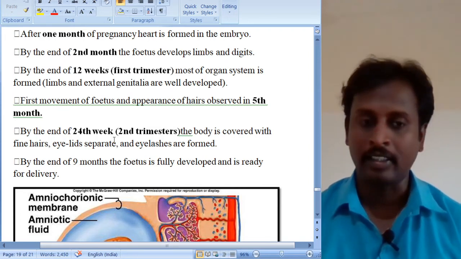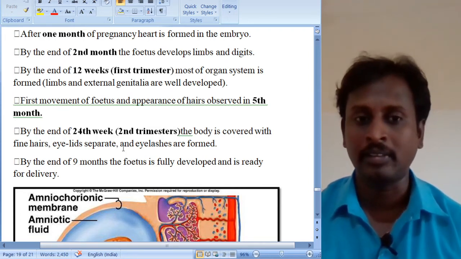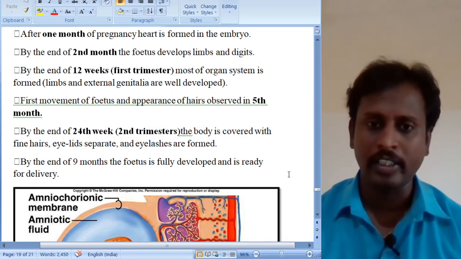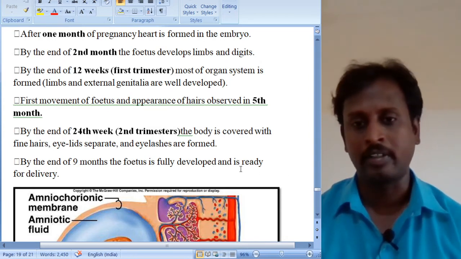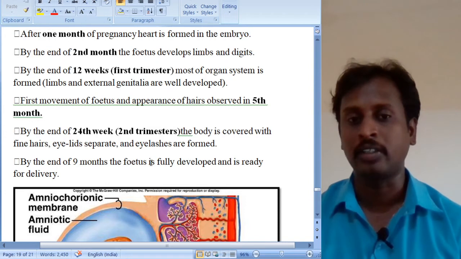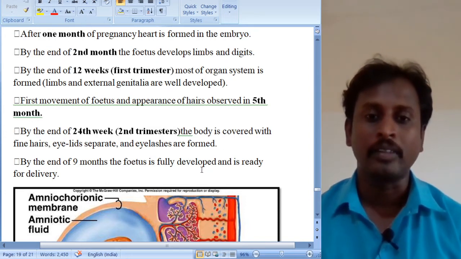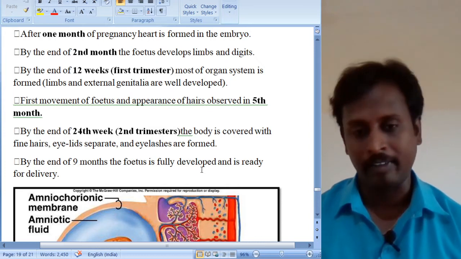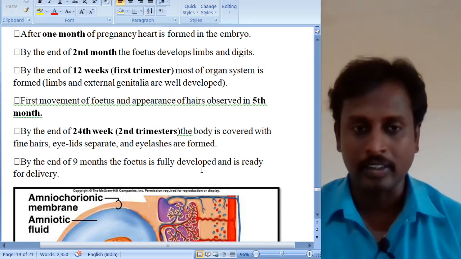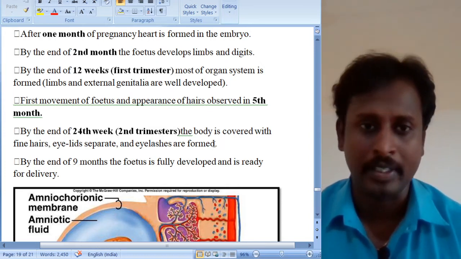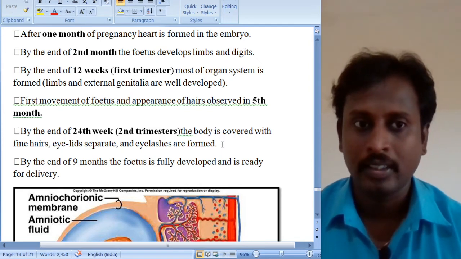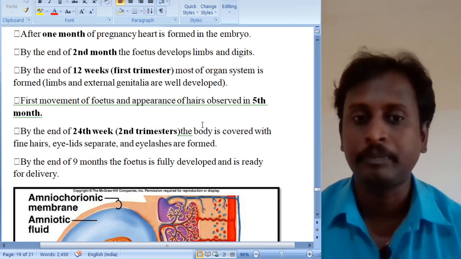ಓಕೆ, ಆ್ಯಂಡ್ ಆಫ್ಟರ್ ದ ಎಂಡ್ ಆಫ್ ದ 9th month the fetus is fully developed and ready for the delivery. ಯಾವಾಗ 9 months ಆಗುತ್ತೋ ಆವಾಗ ಒಂದು ಫ್ಯೂಟಸ್ ಫುಲ್ಲಿ ಡೆವಲಪ್ಮೆಂಟ್ ಆಗಿ ದೇ ಆರ್ ready for the delivery. Okay, and these are the events that happen in the gestation period, that is the pregnancy period.